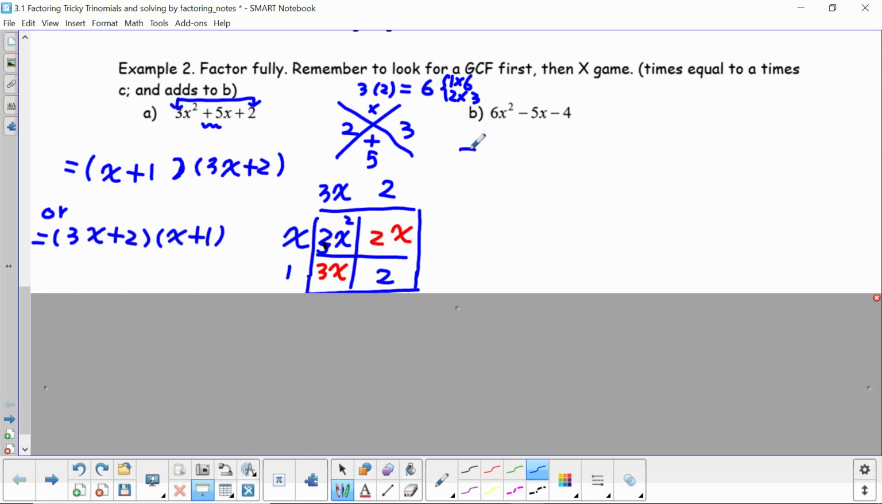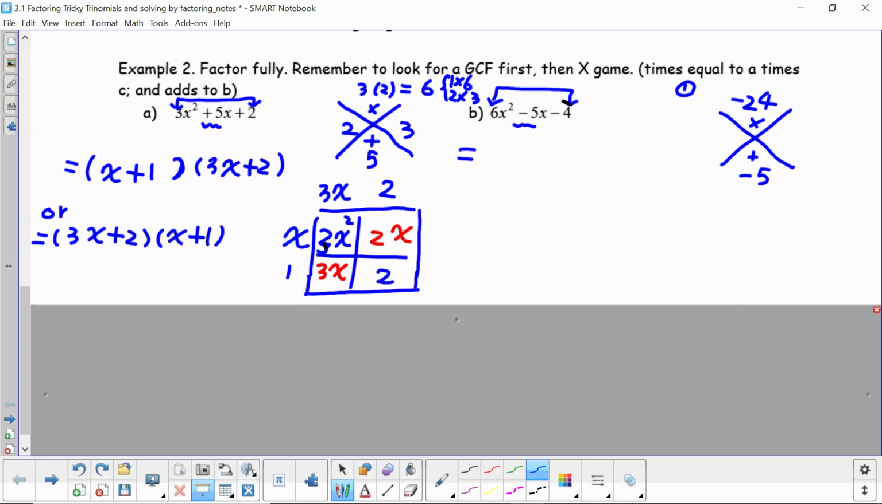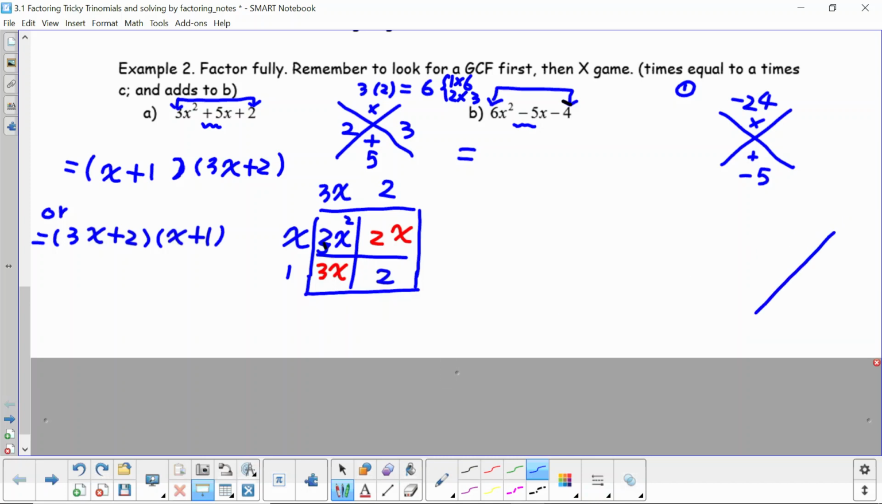So the first step, what we are going to do is the x game, and for the x game, the times together is not the last term, it's a times c. So a times c gives you 6 times -4 gives you -24. The plus together is the number in front of x, no x, just the number, -5. Then use your factor number sheet to find which two numbers times together give you -24.